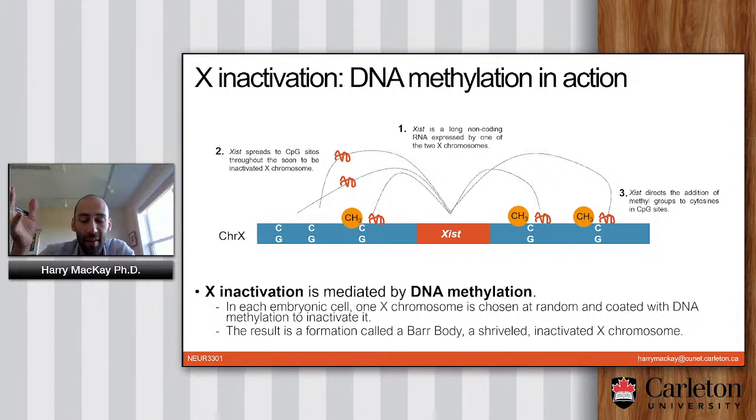This is something that somebody named Barr discovered. It's a shriveled, inactivated X chromosome that's just hanging out in the nucleus next to the other chromosomes, but looks very sad and pathetic. And this Barr, whoever they were, must have noticed that female cells had these things in the nuclei, but male cells didn't. And what they are is just inactivated X chromosomes.